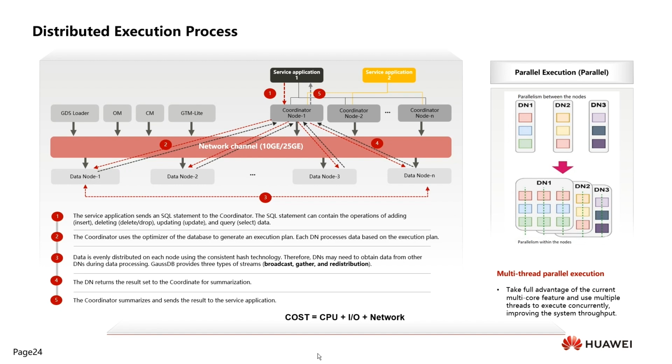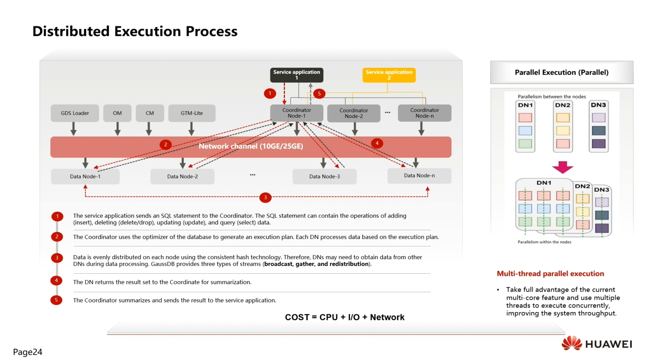For instance, DN1 might need some data from DN3 to carry out its join, in which case that piece of data would be transferred from DN3 to DN1 via the redistribution stream operator. Going back to our pipeline, when the DNs finish processing the data, they return the result set to the CN for summarization, and the CN sends the summarized result back to the server application. The overall cost to execute a query in a distributed database system consists of 3 main parts, which are CPU, I/O, and network.